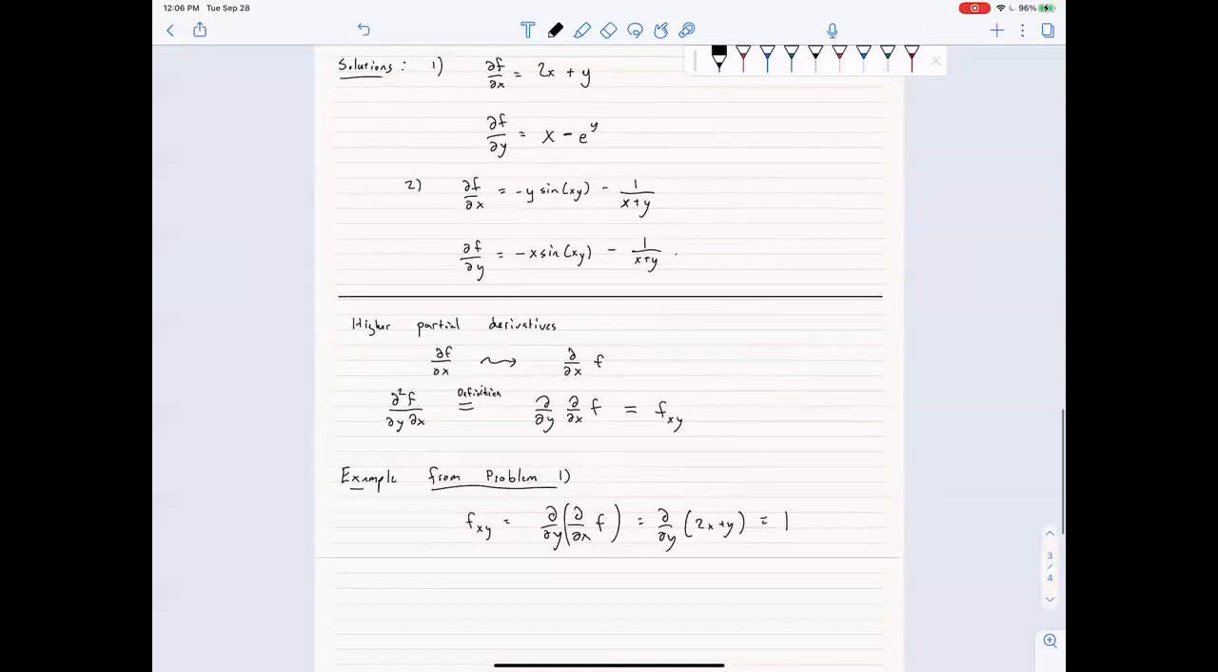What about f_yx? Well, this will be del del x of del del y of f. And we see up here that this is del del y of f. So we get del del x of x minus e to the y. Del is for delta, it's just a way that people express this notation. Here, e to the y is constant with respect to x. I'm taking the partial with respect to x, so that partial does not see e to the y, it just sees x. So I get one again.